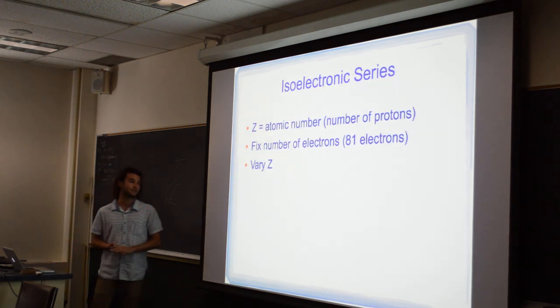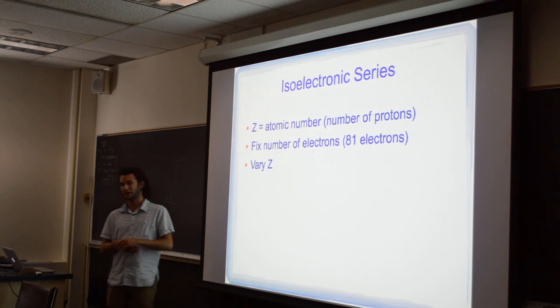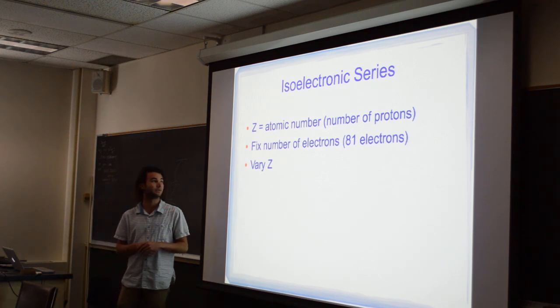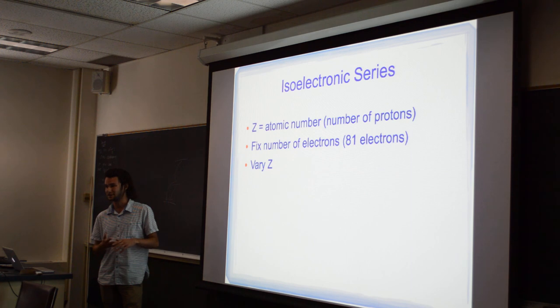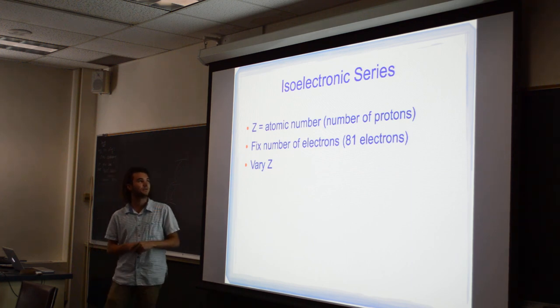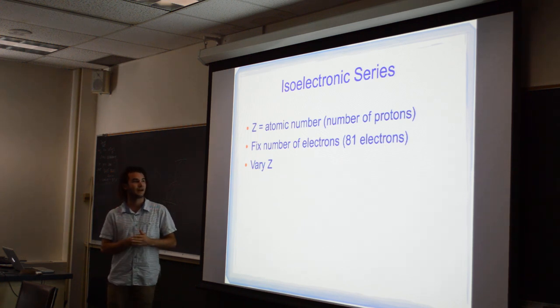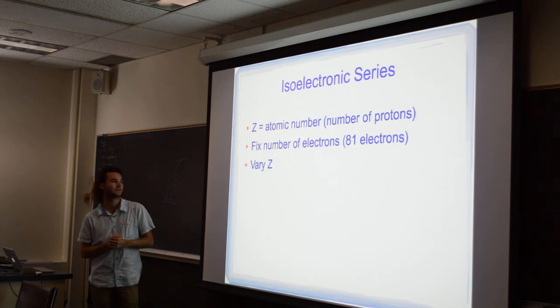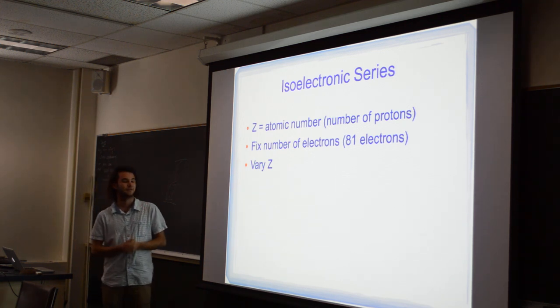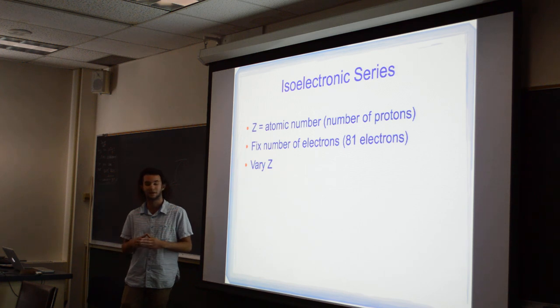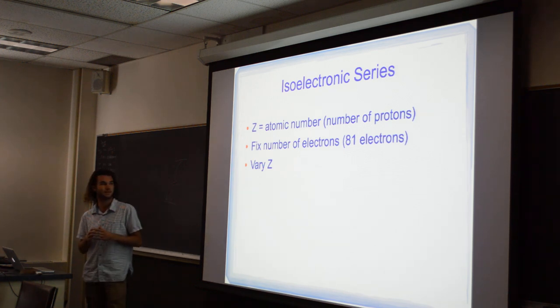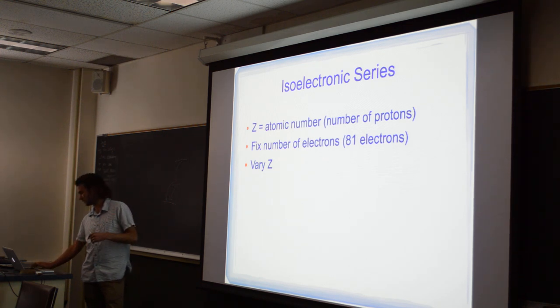So what I'm actually doing is using Graphs2K, which is a simulation program that can calculate energies and mixing coefficients and things like that. And I'm using what we call an isoelectronic series, which is when you take the number of electrons and fix it at 81, which is true for lead-2, and then vary the atomic number. Basically that gives you a context for why lead-2 might be showing certain qualities.